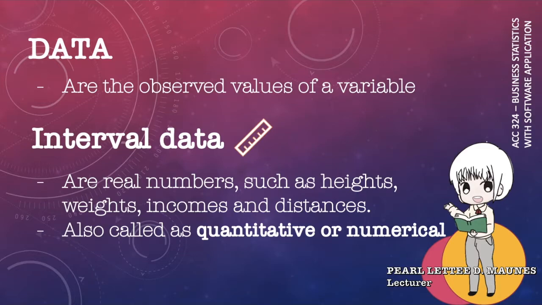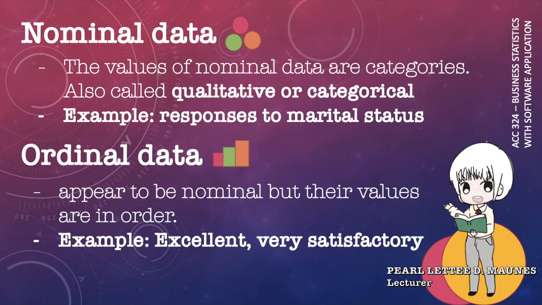So that's interval data. Now, nominal data are categories, also called qualitative or categorical. An example of this is the responses to marital status. So, what is your marital status? You could be single, married, divorced, or widowed. So, for example, when you are single, we could code it as 1 for single, 2 for married, 3 for widowed, or vice versa. So it depends upon you.